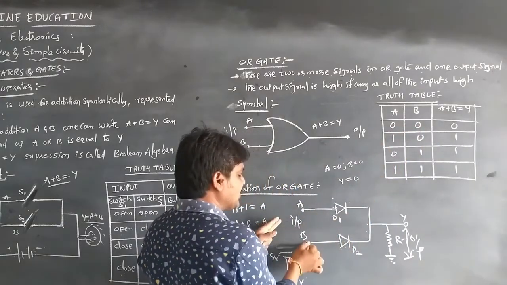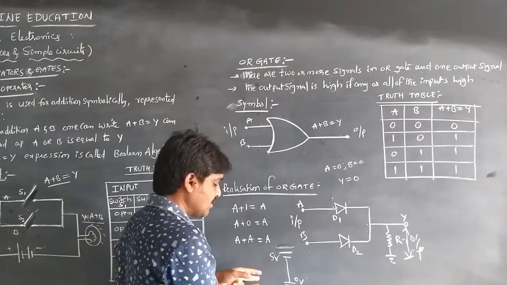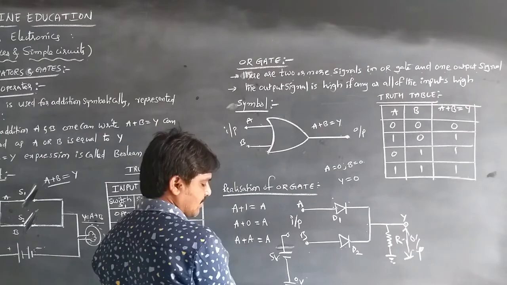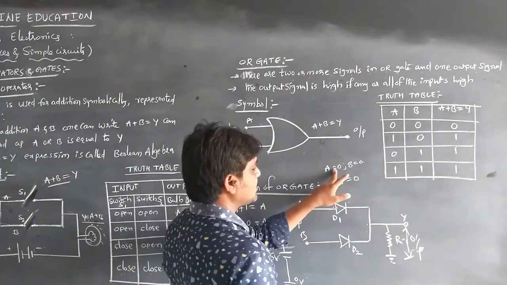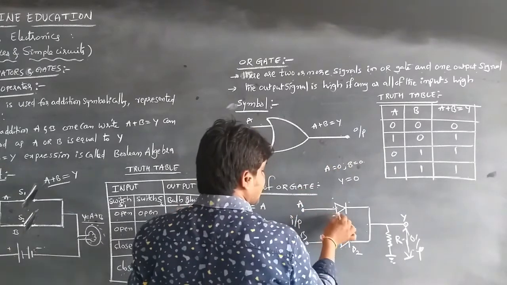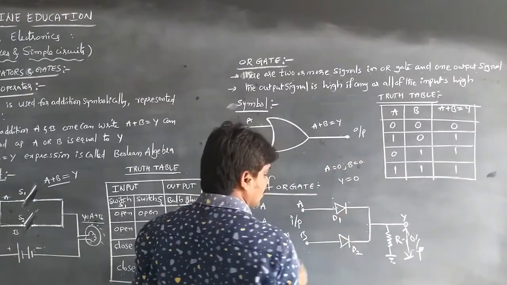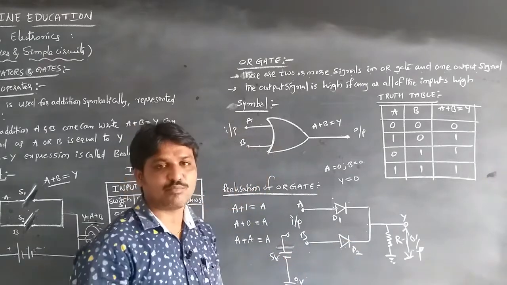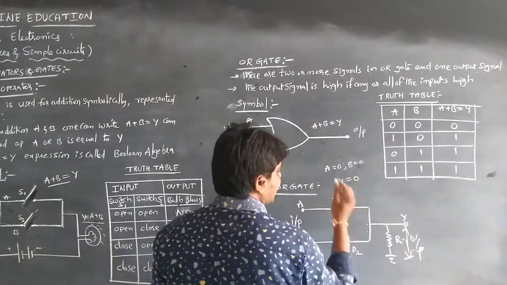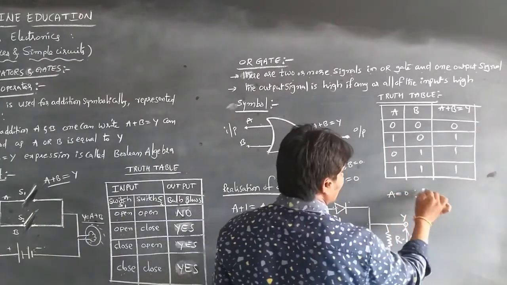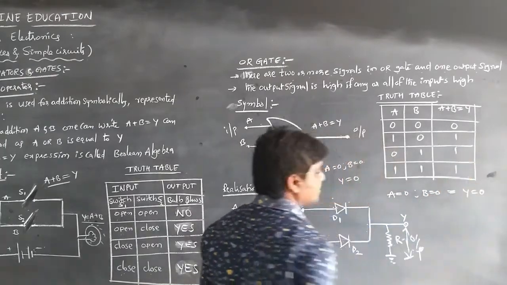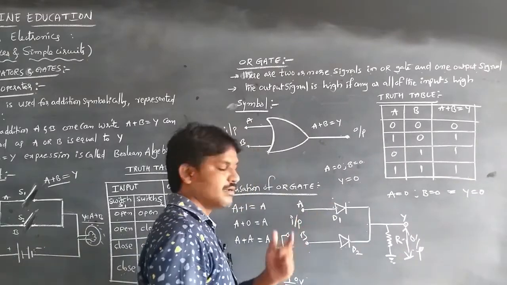Whenever both input terminals are grounded, then A is equal to 0 and B is equal to 0, because there is no conduction through A and B. There is no conduction through diode 1 and diode 2 because they are reverse biased whenever both inputs are connected to the ground. So there is no output, and that's why Y is equal to 0. That means A is equal to 0, B is equal to 0, then Y is equal to 0, because both inputs are grounded.